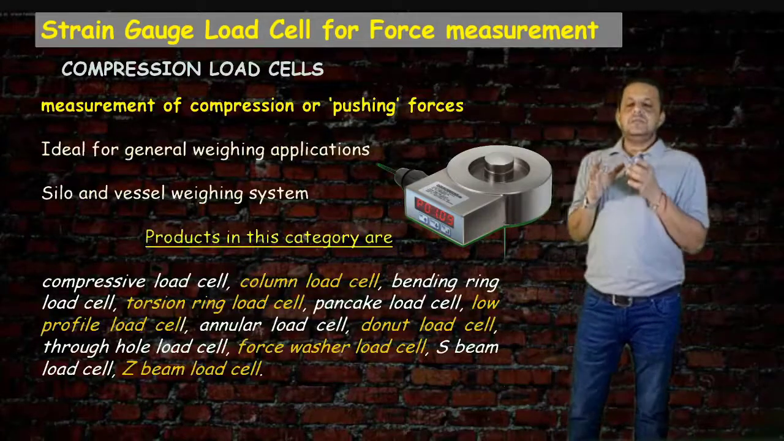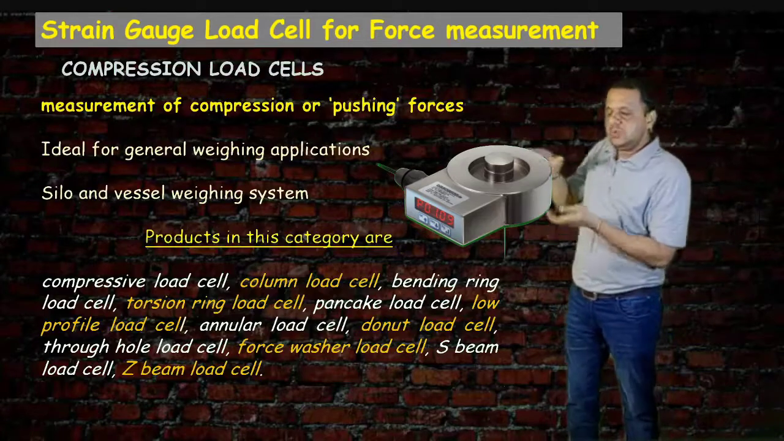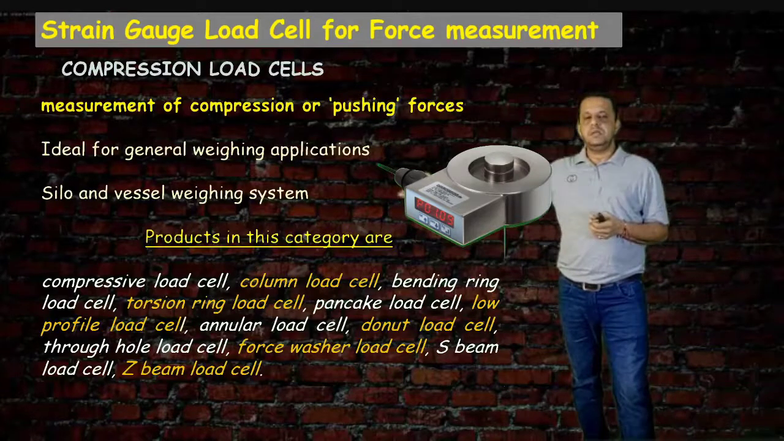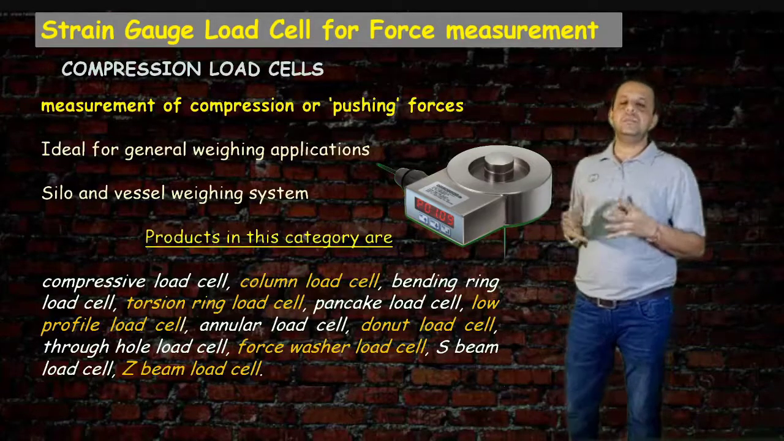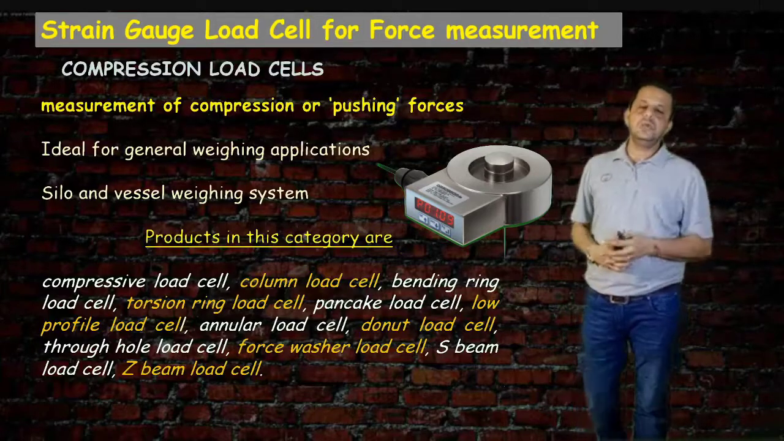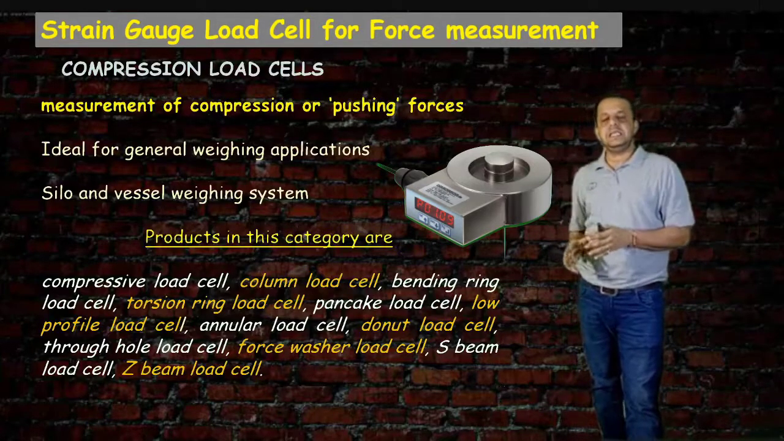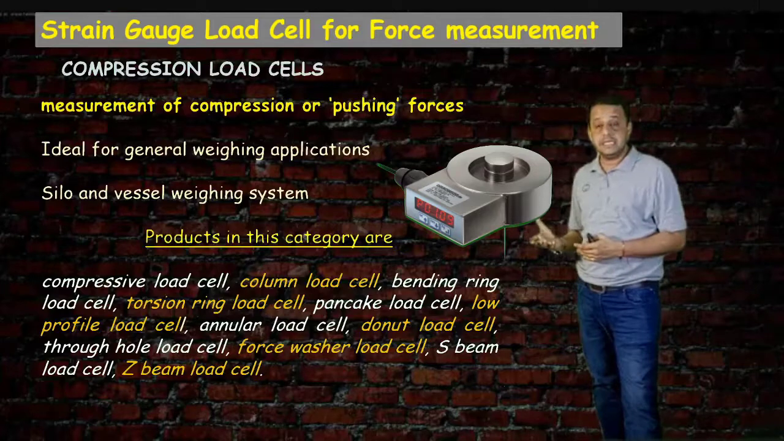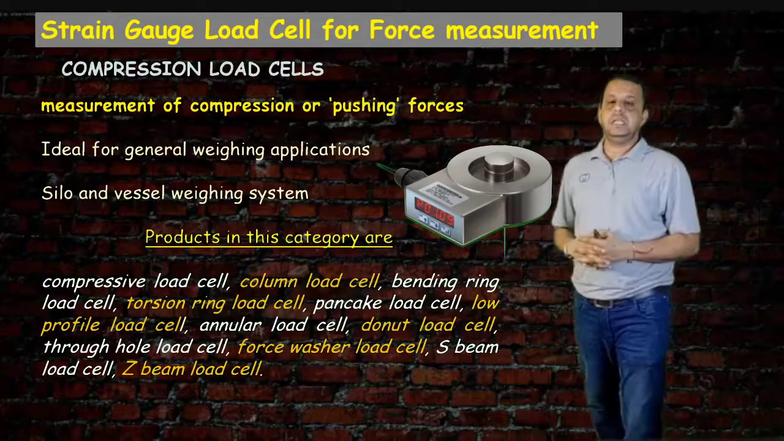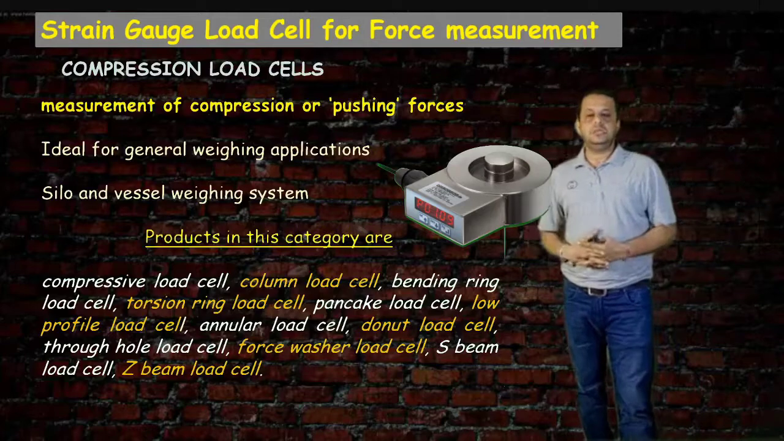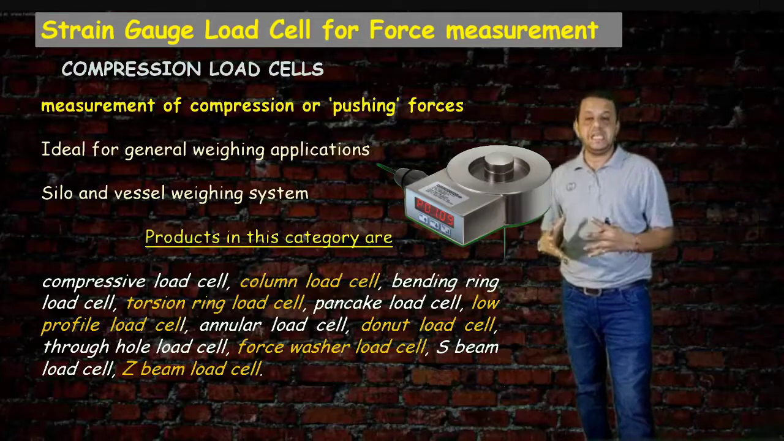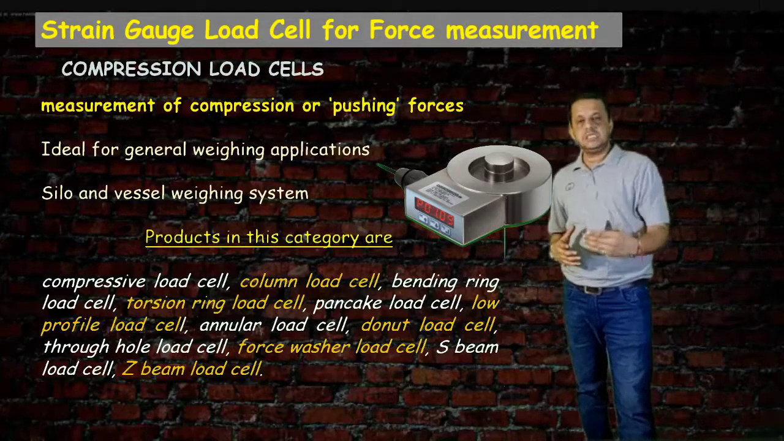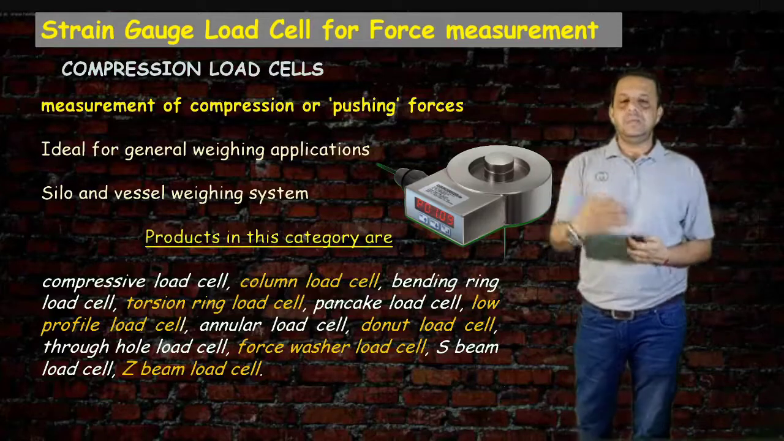They're ideal for general weight applications, and usually they are available for silo and vessel weighing systems. Silo means grain storage or food storage. In this category, products are known as compressive load cell, column load cell, bending ring load cell, torsion ring load cell, pancake type of load cell, low profile load cell, angular load cell, donut load cell, Z beam, force motion load cell, S beam load cell. I am going to show you these one by one in the upcoming slides.